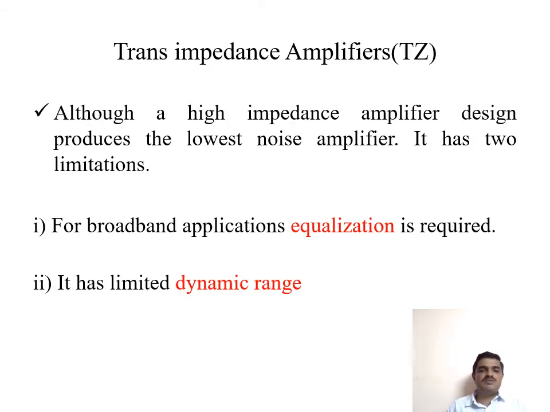Then the transimpedance amplifier. Although a high impedance amplifier design produces the lowest noise amplifier, it has two limitations. For broadband applications, equalization is required. It has a low dynamic range.